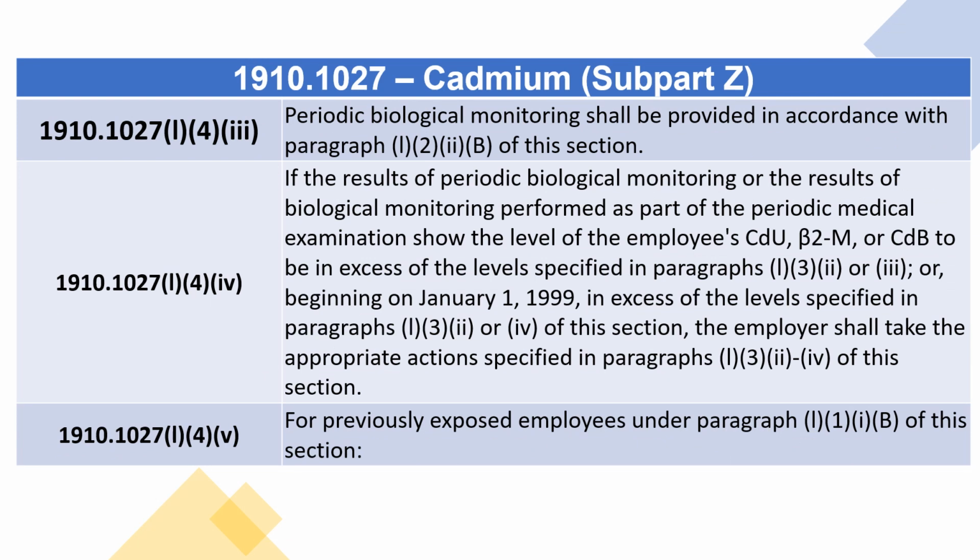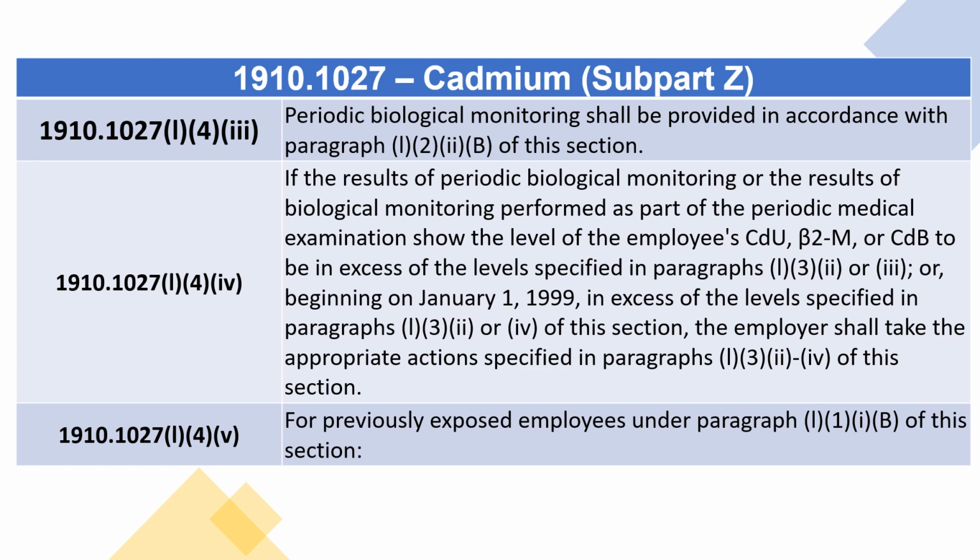1910.1027 L4(3) Periodic biological monitoring shall be provided in accordance with paragraph L2(2)(b) of this section. 1910.1027 L4(4) If the results of periodic biological monitoring or the results of biological monitoring performed as part of the periodic medical examination showed the level of the employee's CDU, beta-2M, or CDB to be in excess of the levels specified in paragraphs L3(2) or (3), or, beginning on January 1, 1999, in excess of the levels specified in paragraphs L3(2) or (4) of this section, the employer shall take the appropriate actions specified in paragraphs L3(2)-(4) of this section.